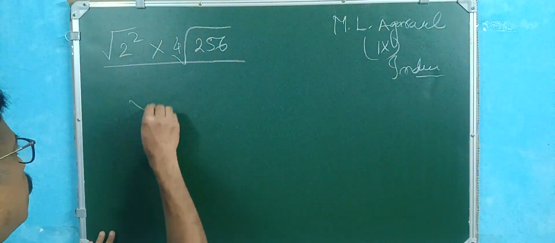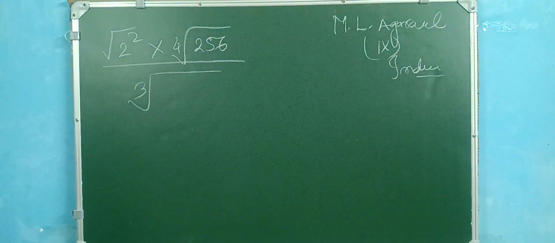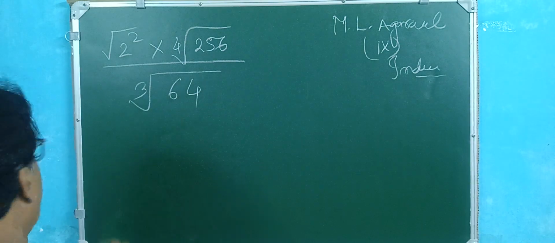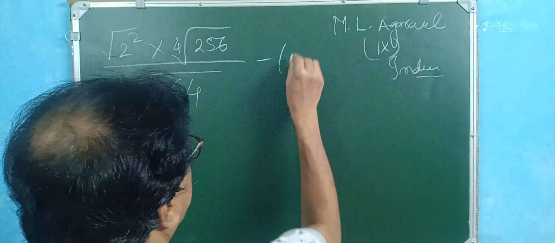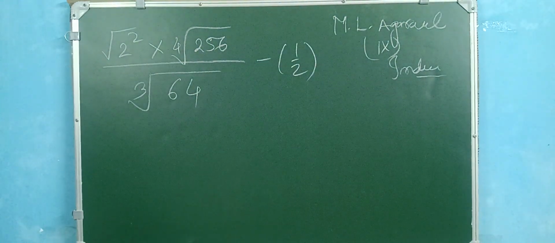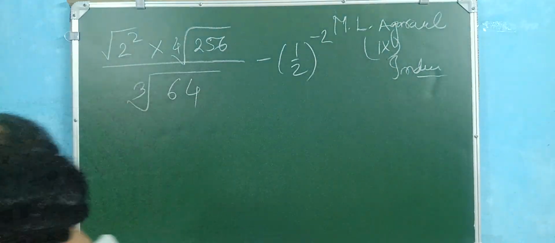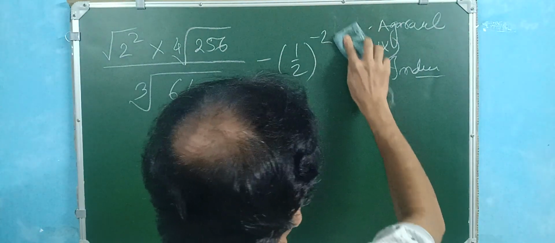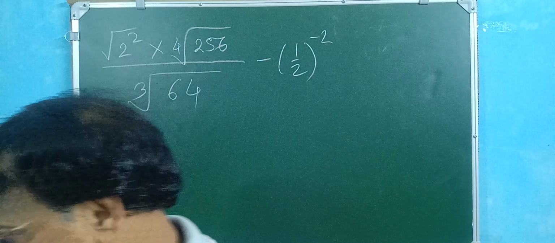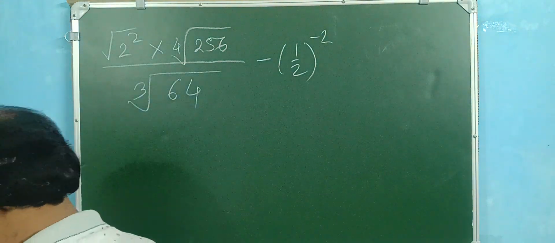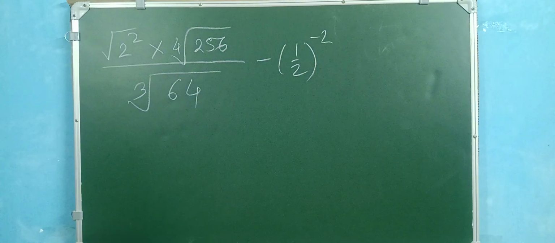divided by the cube root of 64, and here is minus, half to the power minus 2. Just let me rub this here. These are all sums from Emil Agrawal Class 9. I just solve this here. Okay, so this sum is this. Just I repeat: square root of 2 square into the 4th root of 256, the cube root of 64, minus half to the power minus 2.